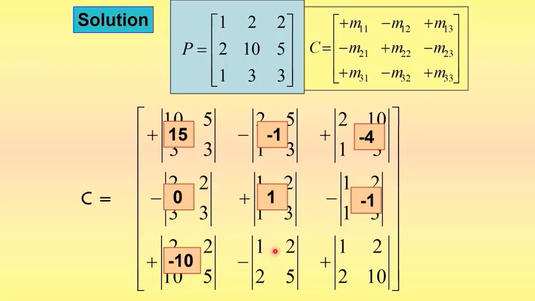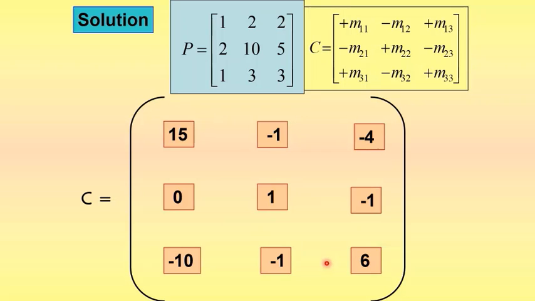Next, signage is negative, by deleting third row second column, so remaining is 1 2 2 5, and then find the determinant for this remaining, -1. And the last one C3 3, deleting third row third column, so 1 2 2 10, so we have 6. Okay, from there this is our cofactor.